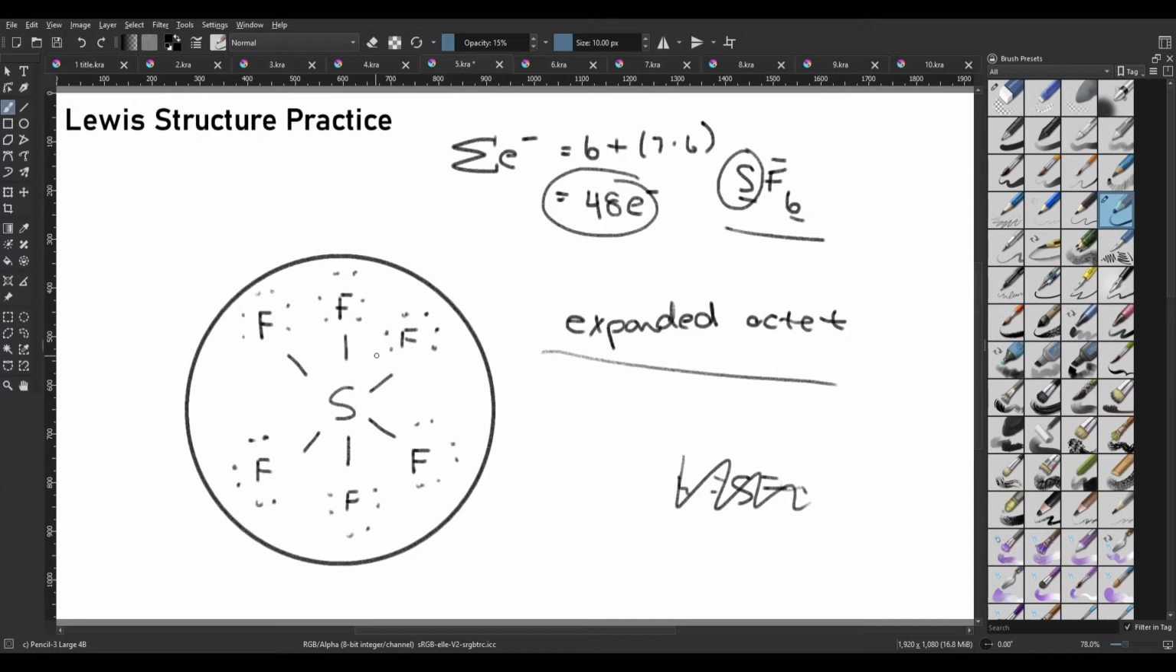Sulfur hexafluoride, SF6, will look like this. Remember, it's normal to see something like this. As long as it works up here, you've most likely done it correctly.